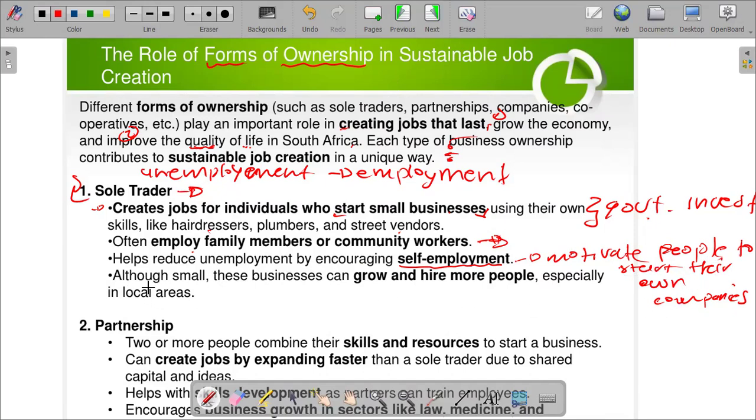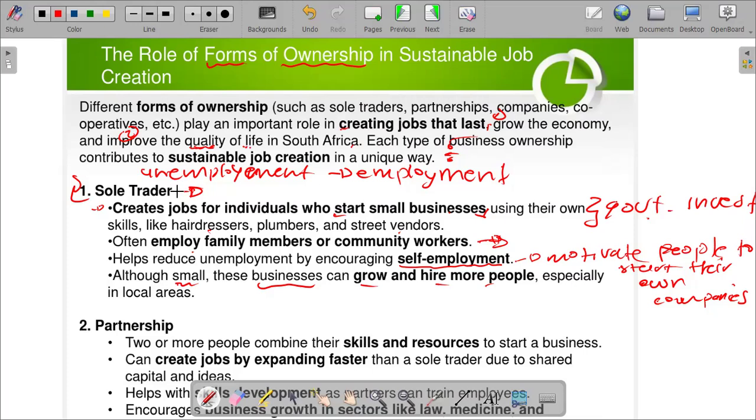And then the fourth one: although small, these businesses can grow and hire more people. So what it basically means is that as a sole trader, you can either hire or help motivate others to start their own businesses, through government investment or other government subsidies. So the government can help you as a sole trader to employ other people and encourage other small businesses within your community to grow and hire more people. The more people you hire, the more businesses are being started, and the more the economy grows as a whole.